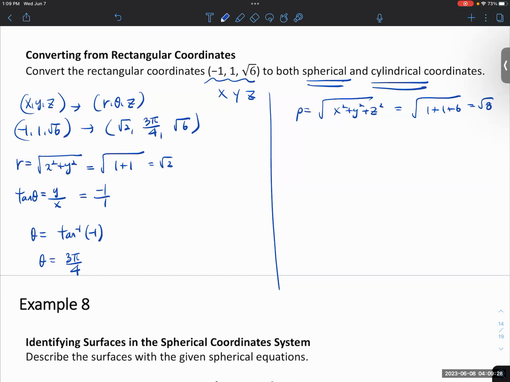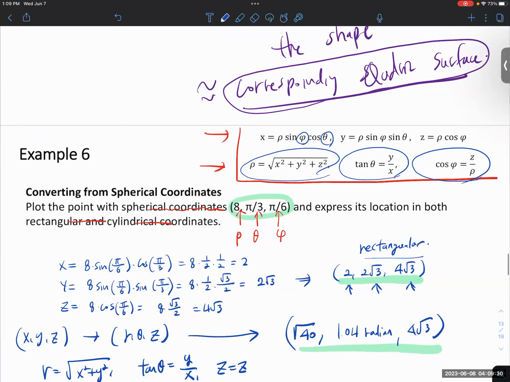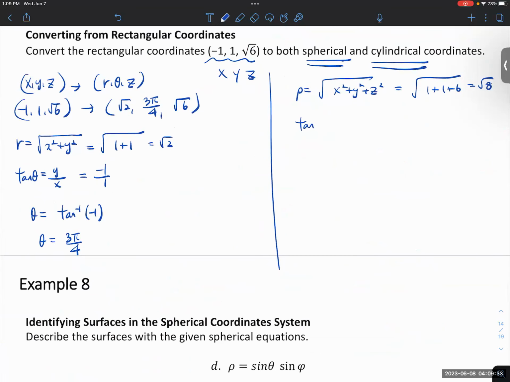And then what was the other equation? Tangent theta is y over x. So y, same thing, 1 over negative 1. So if you calculate theta, it's the same theta this time, tangent inverse of negative 1, 3 pi over 4.